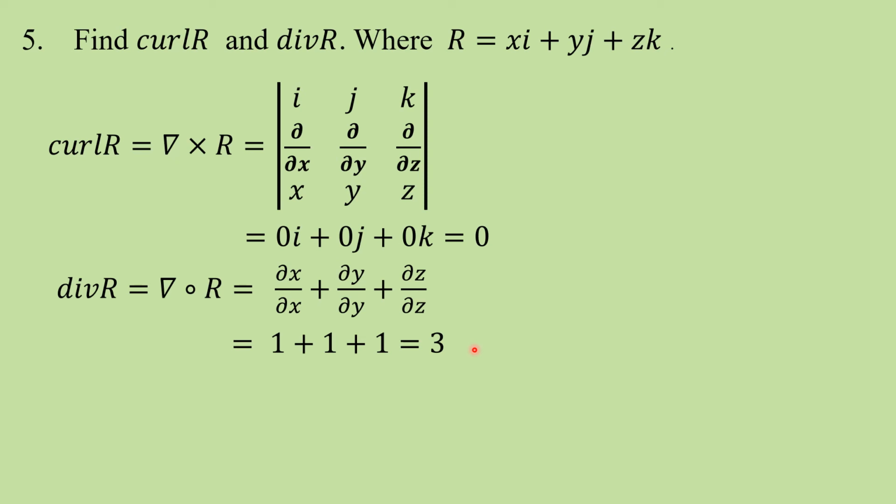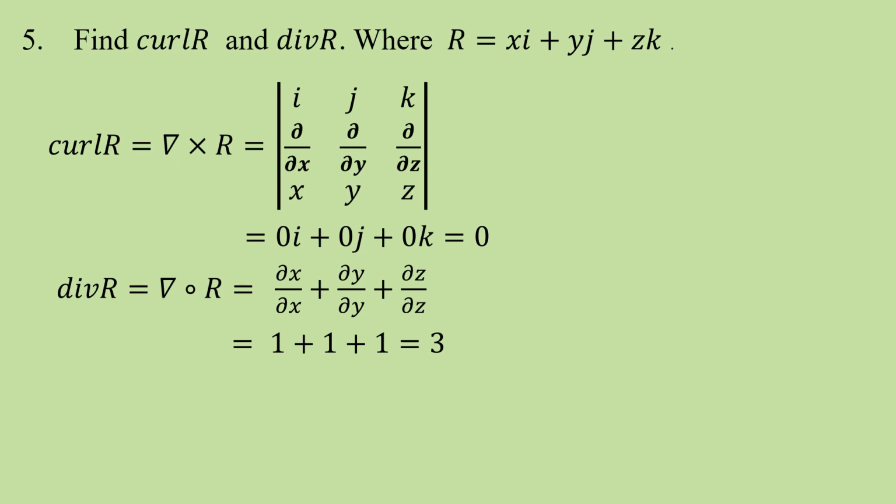So students, whenever we need to get the divergence and curl of the vector r, xi plus yj plus zk, you can remember this result: div of r is 3 and curl of r is 0.